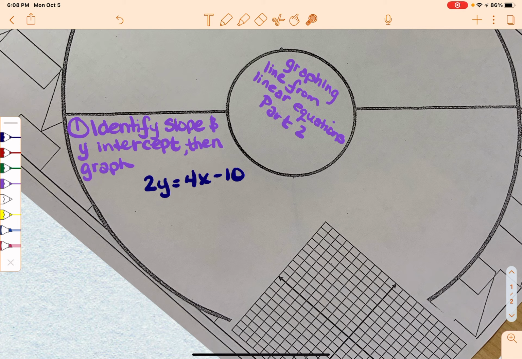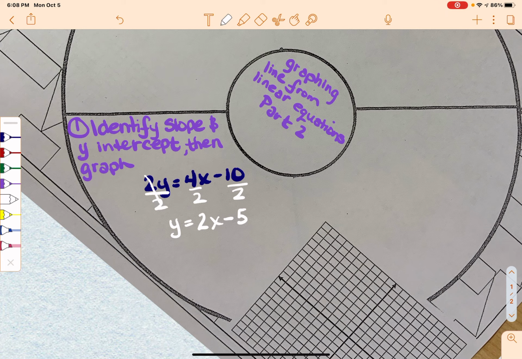So in order to get y by itself, I've got to get rid of this 2. So this is 2 times y. So the opposite of multiplying by 2 is dividing by 2. So this is going to be y equals 4 divided by 2 is going to be 2. Then I'm going to put the x with it. Then 10 divided by 2 is going to be 5.